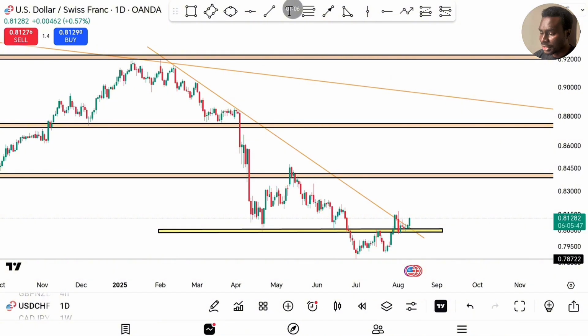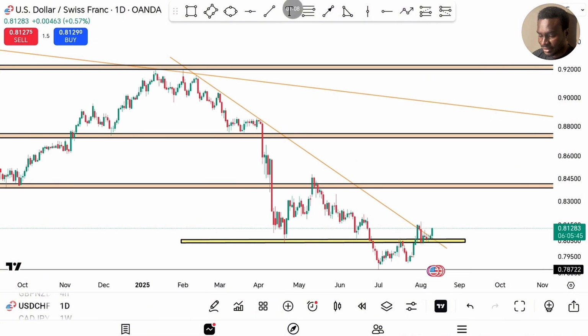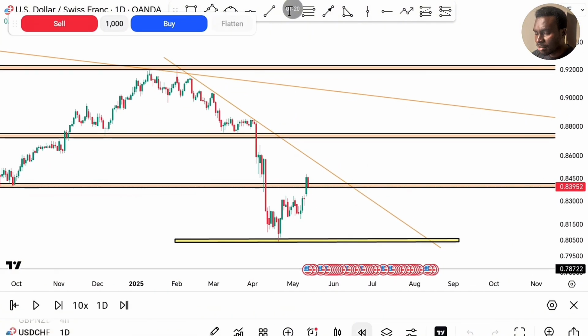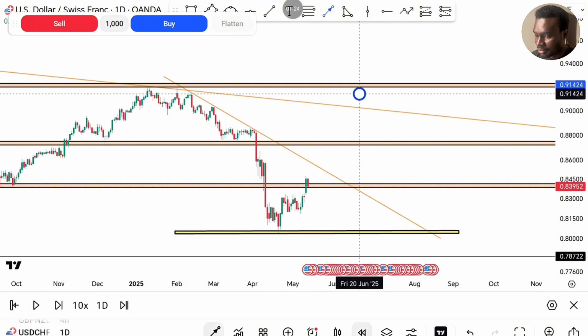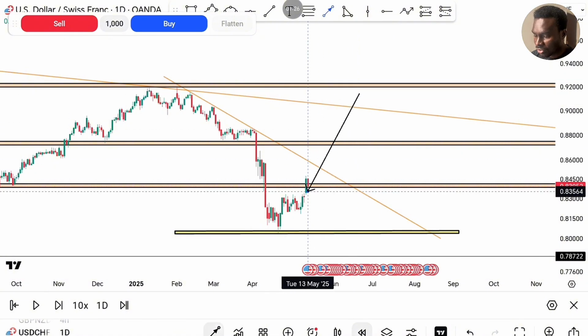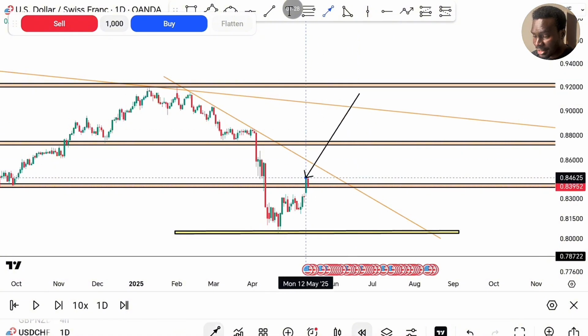Now, earlier this year in USD CHF, we had this right about here. So this is where the market was at the time. The market got to this level right about here and rejected. There was a strong daily candle close above the zone, and a daily bearish candle rejection started to occur.